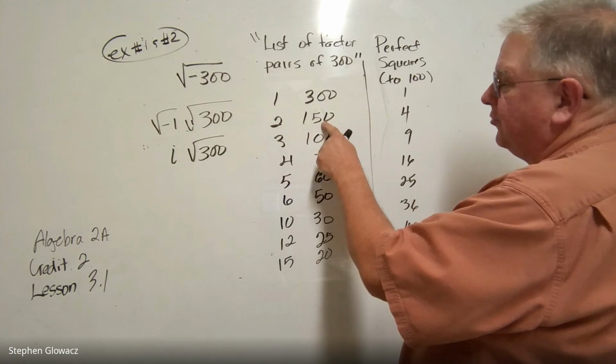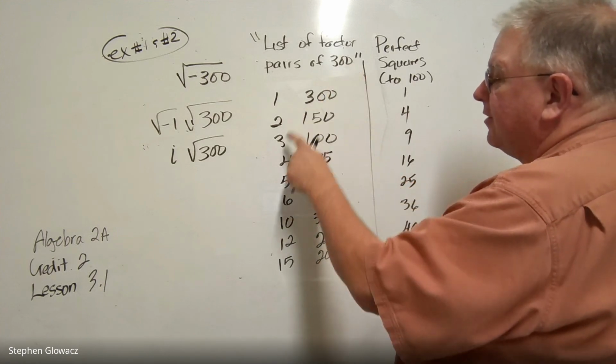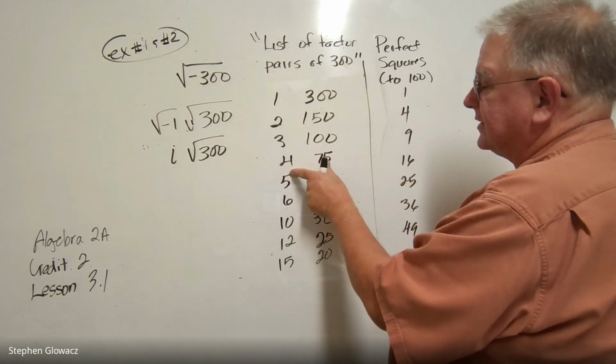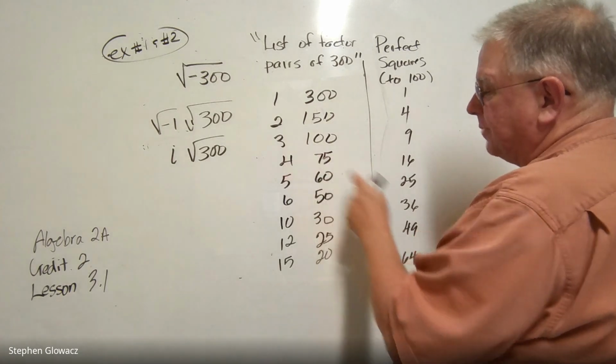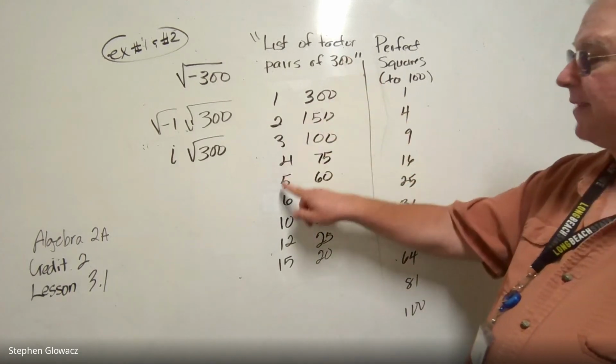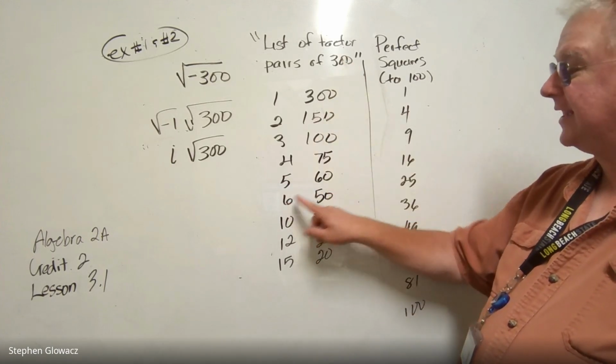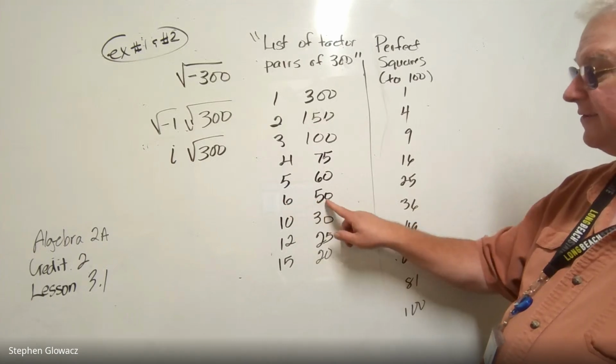300 divided by 2 is 150. 300 divided by 3 is 100. 300 divided by 4 is 75. So we have these factor pairs. 300 divided by 5 is 60, so 5 and 60. 300 divided by 6 is 50, so we have 6 and 50.